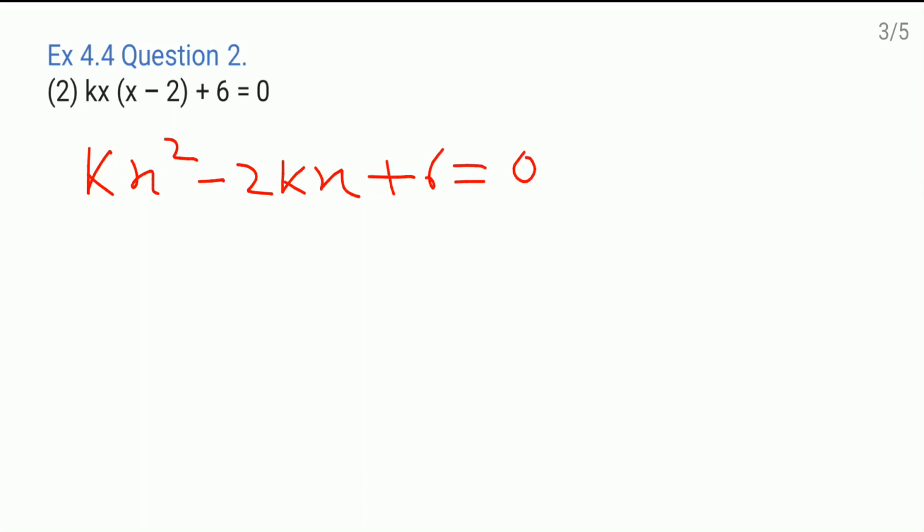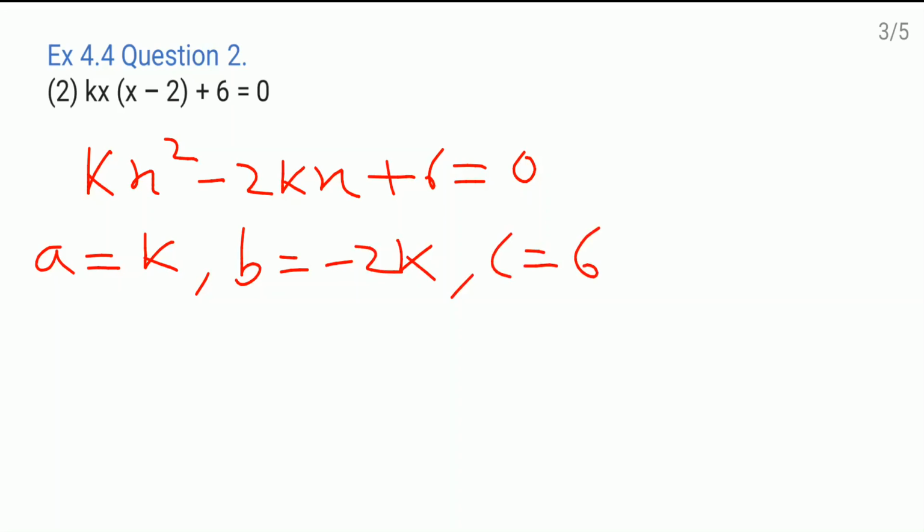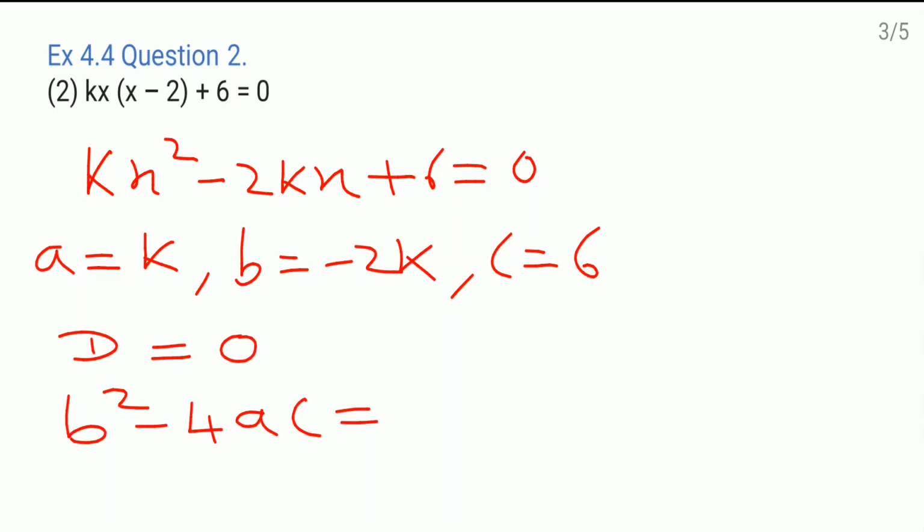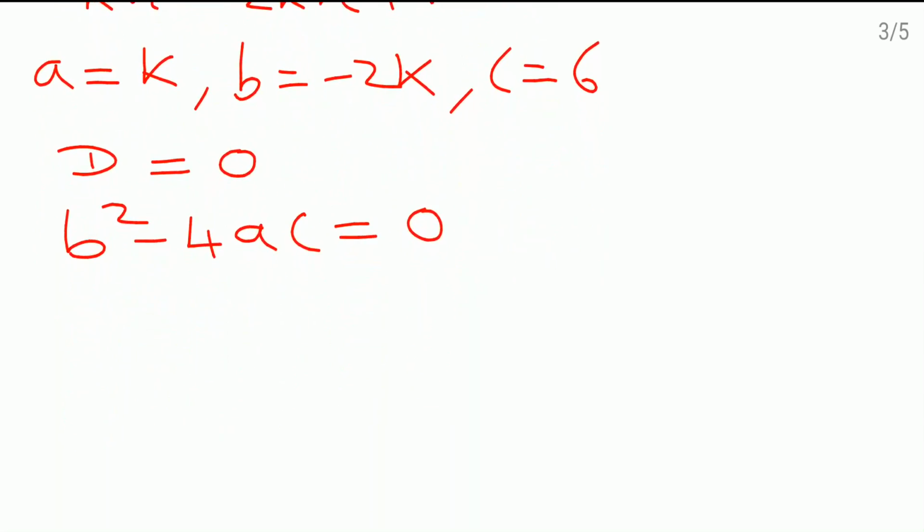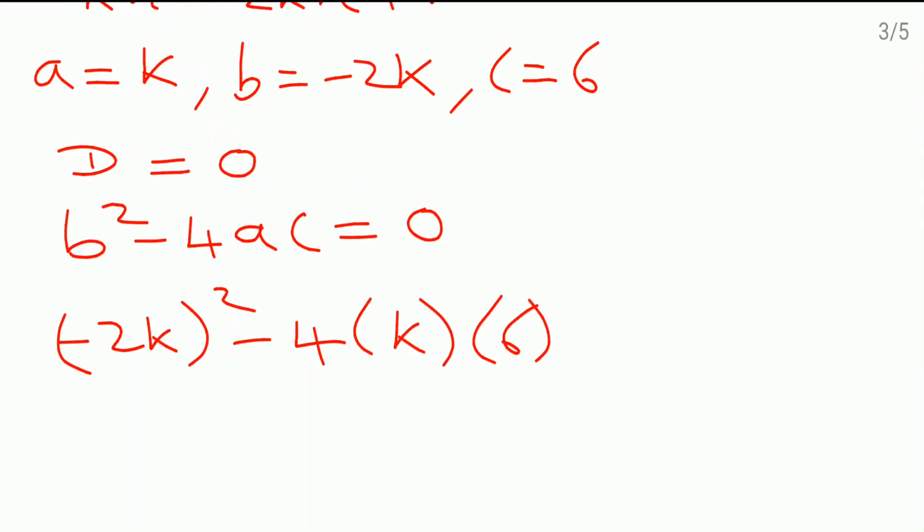Now once again we'll compare this equation with the standard form of the equation. So here the value of a comes as k. Write down the coefficients: b is equal to minus 2k, and c is equal to 6. Already they said roots are equal. So D is equal to 0. b square minus 4ac is equal to 0. We'll substitute the values here. b means minus 2k, the bracket square, minus 4, a is k and c is 6, which is equal to 0.